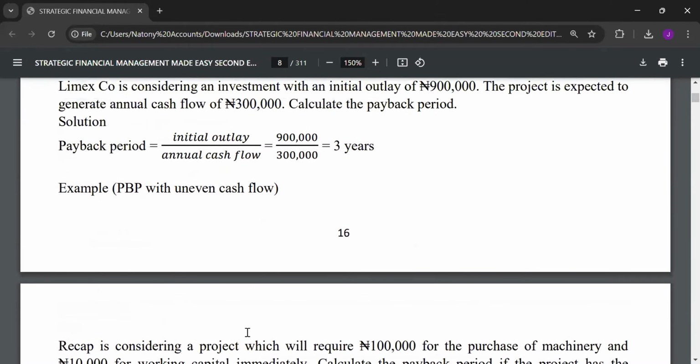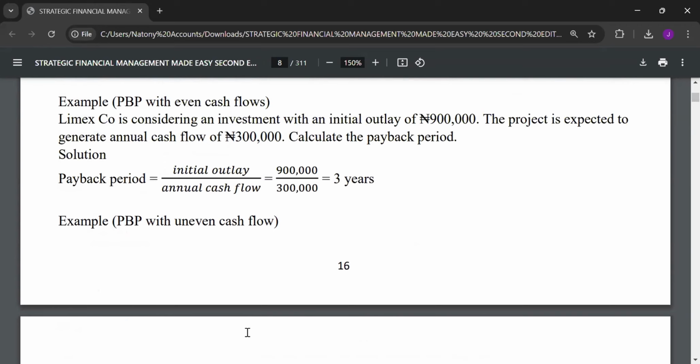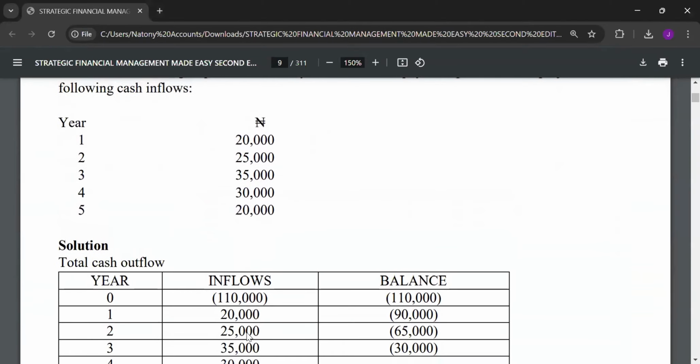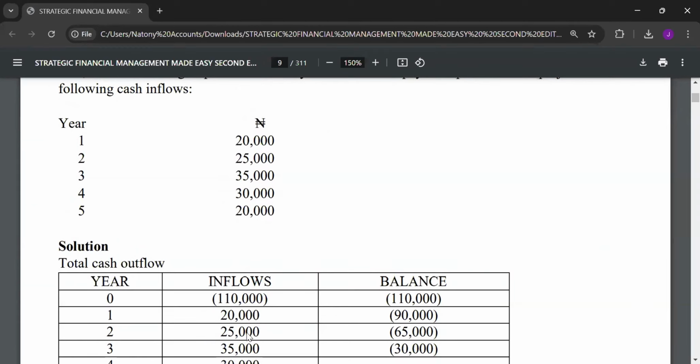In this first example, the cash flows are even. Initial outlay is 900 and you expect to receive 300 annually. So the payback period becomes 3 years. But if the cash flows are not even, you need to use a table to arrive at the payback period. Looking at this example, we are assuming that these are net cash flow after deducting expenses. If you have this kind of cash flows, you see that it's not even. So what will now be the payback period under this example?